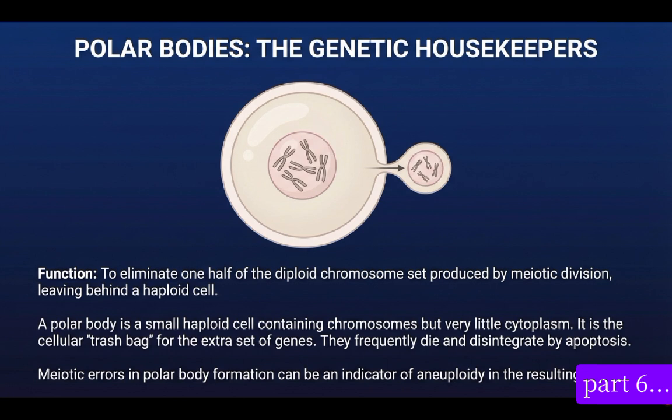So a polar body is a small haploid cell containing chromosomes. They contain the haploid chromosomes, but very little amount of what? Cytoplasm. It is the cellular trash bag for extra sets of genes. They frequently die and degenerate by apoptosis. Apoptosis is what? Cell death. When your cells keep on dying, we call it apoptosis. So meiotic errors in polar body formation can be an indicator of what? Malfunctioning of the zygote. When your zygote is malfunctioning, it can lead to so many things.